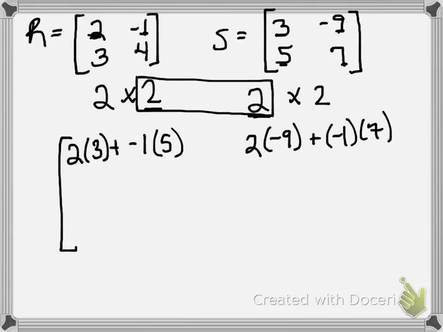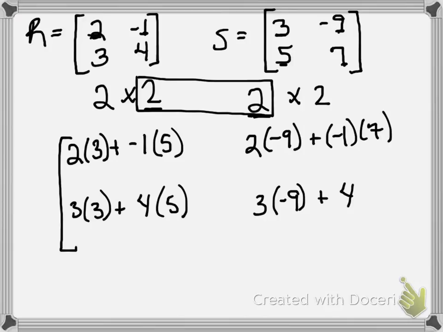Then in the next row, I'm going to do the 3 times the 3 plus 4 times the 5. Then I'm going to have 3 times the -9 plus 4 times the 7. I took the first row and multiplied it by the first column, then the first row by the second column, then the second row by the first column, then the second row by the second column.